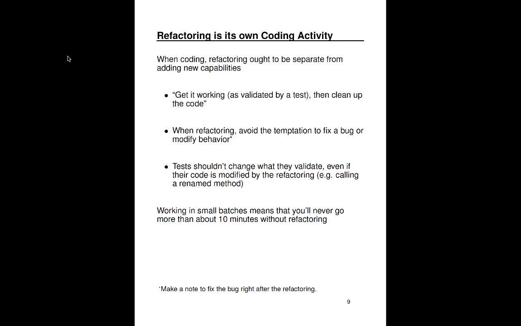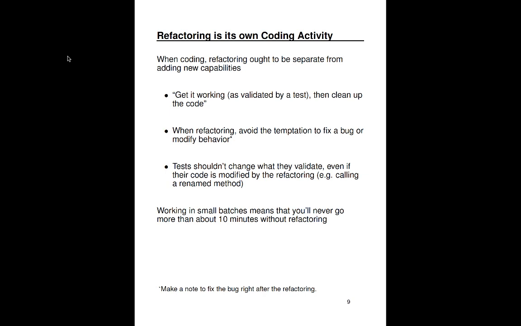As you're refactoring and looking at the code, avoid the immediate temptation to fix a bug or to modify behavior that you know isn't working. Instead, make a note of it and have that be the next unit test that you write. To keep refactoring compartmentalized in small batches, you want to focus just on making the code better from a human standpoint, not necessarily adding new capabilities or even fixing a bug. Unless the refactoring really requires it, the tests that work with your code shouldn't change what they validate.